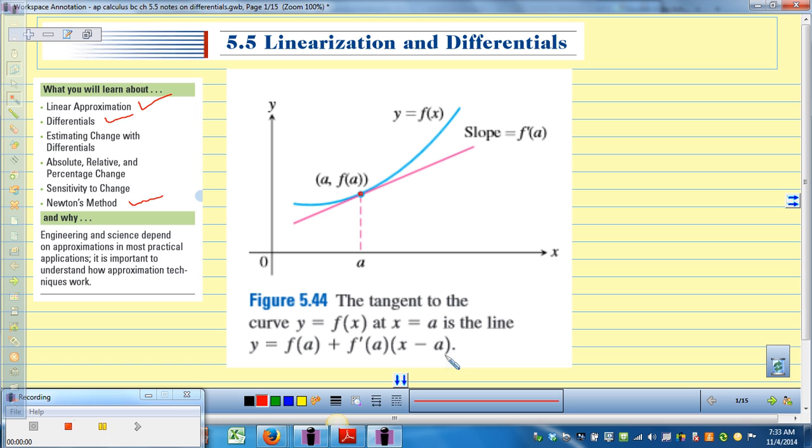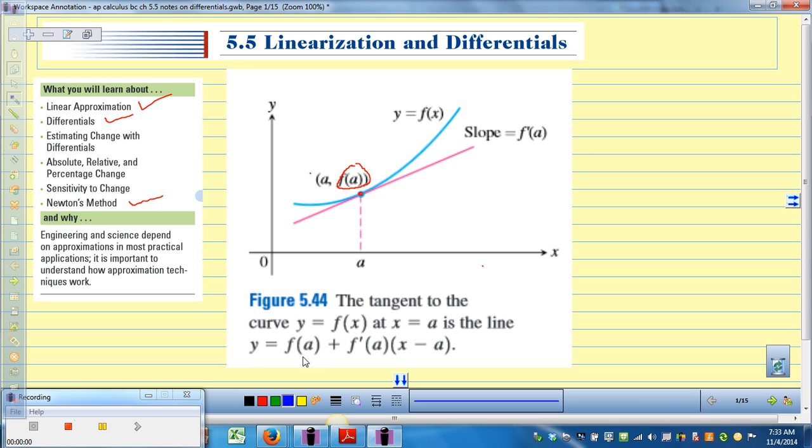Well, the f of a comes from the y. F of a is just the y value, right here. Then after that, you basically multiply slope times the difference between the x values. But this is just another form of what down here?